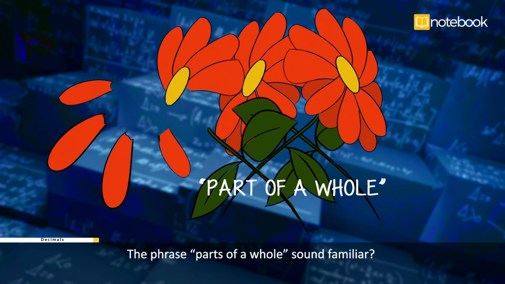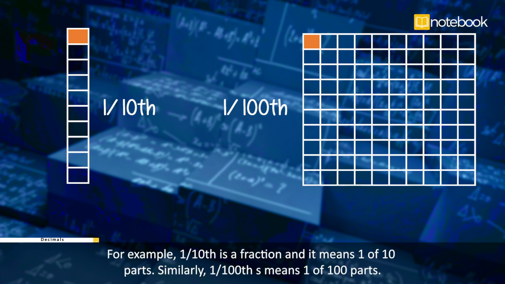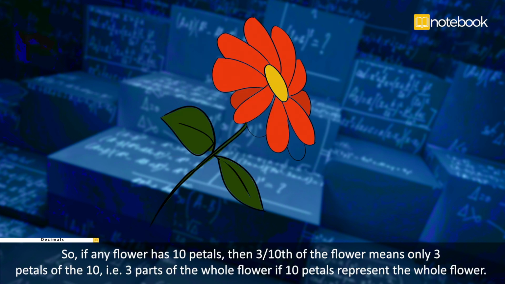The phrase parts of a whole sounds familiar, right? Yes, a fraction is a part of a whole. For example, 1/10 is a fraction and it means 1 of 10 parts. Similarly, 1/100th means 1 of 100 parts. In the same way, 7/10, 3/100, 4/10 are all fractions. So, if any flower has 10 petals, then 3/10 of the flower means only 3 petals of the 10. That is, 3 parts of the whole flower if 10 petals represent the whole flower.